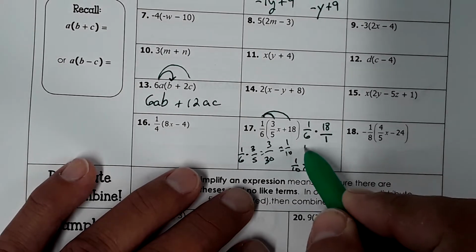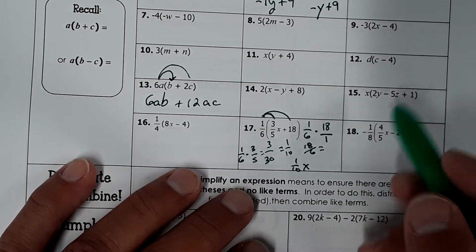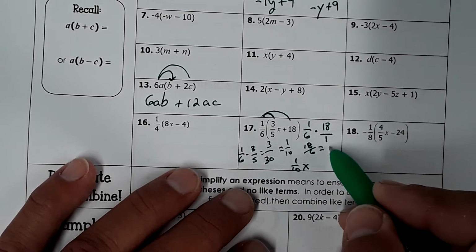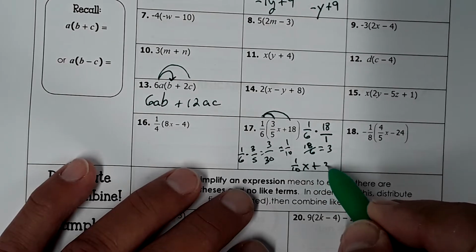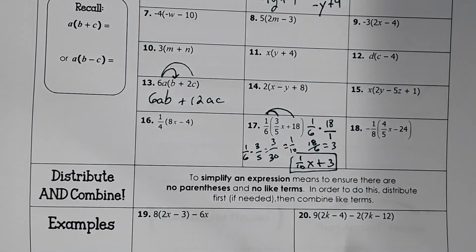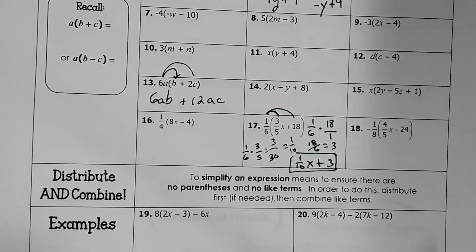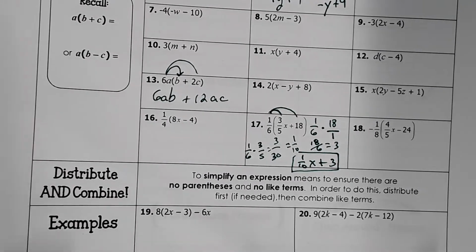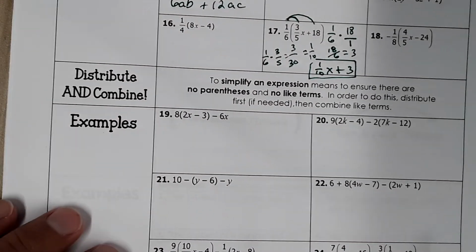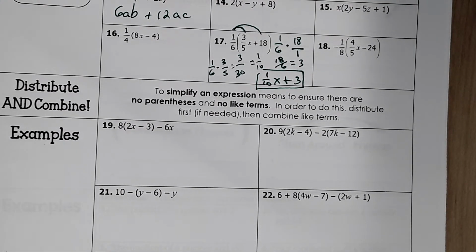So 1 times 18 is 18, and 6 times 1 is 6. And that actually will reduce down. 18 divided by 6, remember a fraction bar means division, divides down to 3. And that would be my answer. Okay? So you would do the same thing on questions like 16 and 18, where you would multiply. So distributing, remember, just multiply what's on the outside times everything on the inside one at a time, and then see what you got. Because sometimes, like these problems, after you distribute, you might have some terms that are like terms that you can combine.